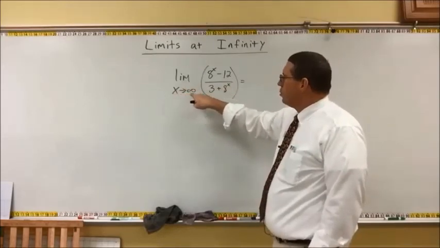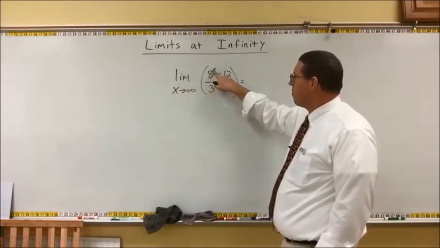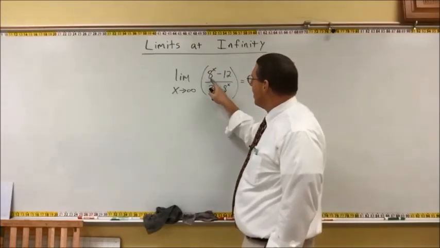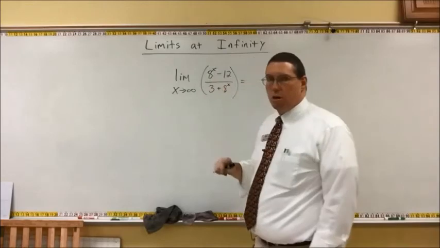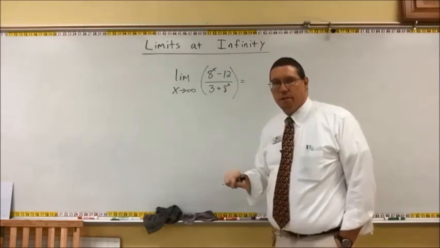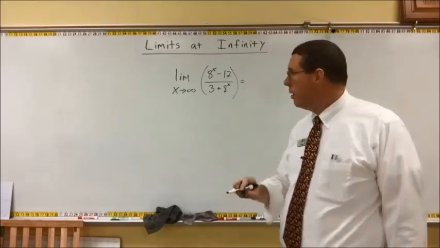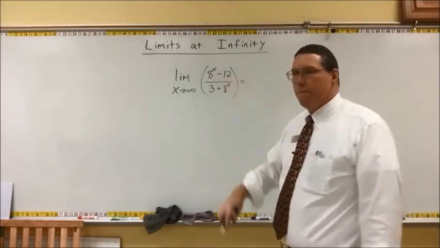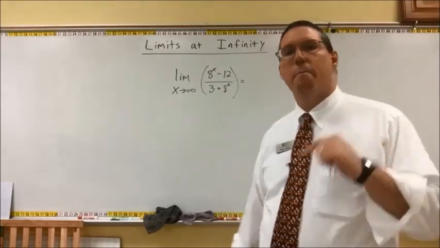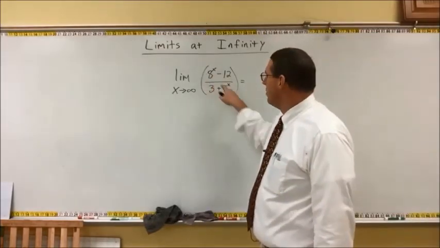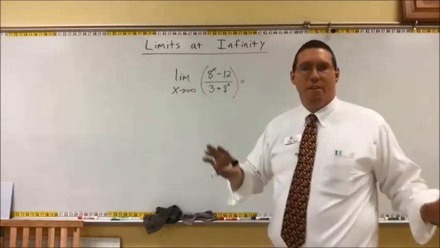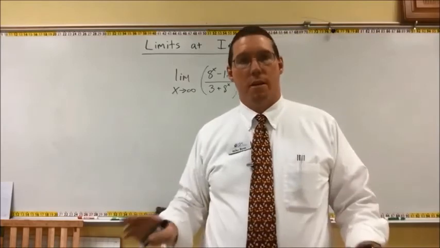This is x approaching positive infinity. So that's positive infinity, and that's positive infinity. So this 8 to the x power is getting excessively large. And here's what I want you to understand: see this minus 12 and this 3 plus? Compared to how big this 8 to the x power is, these numbers are irrelevant. They may as well be 0.